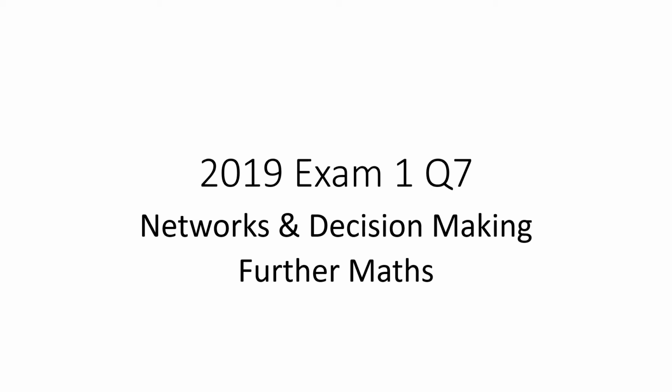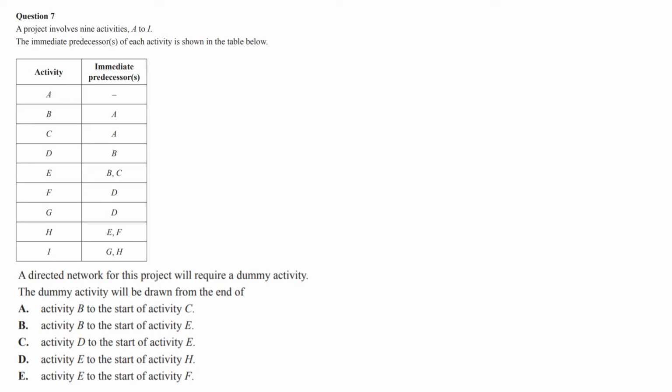2019, Exam 1, Question 7, Networks and Decision Making. Okay, so we need to draw our network, and they're giving us a precedence table, and they're telling us there's a dummy somewhere required, so we've got to figure out where that dummy goes.